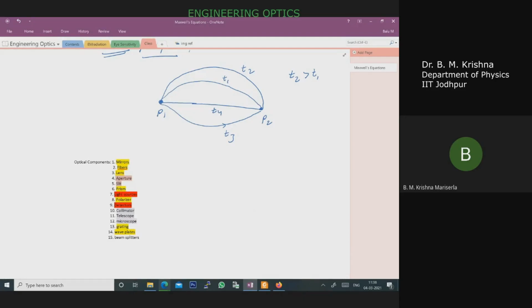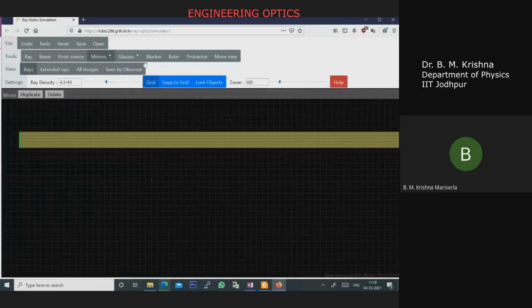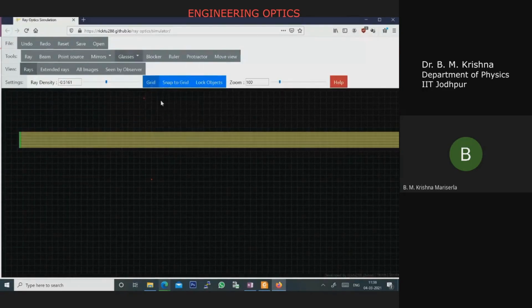Everyone has their own advantages and disadvantages. The alignment of the lens is much easier, whereas the alignment of the mirror is a little more complex than the lenses. So now we move to the lens. Right now I'm talking about just the ideal lens.